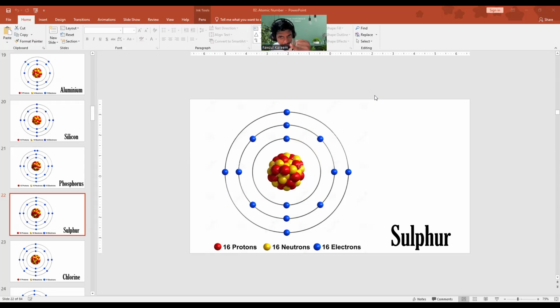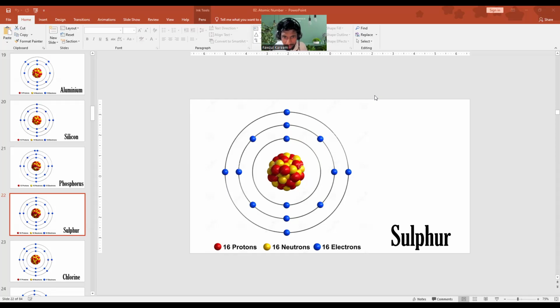If it has one proton, that is only hydrogen. Two means helium. Only helium has two protons. Any other element cannot have two. Each and every element has a unique value. Three means that is lithium, so another element cannot have three. Did you get the idea?